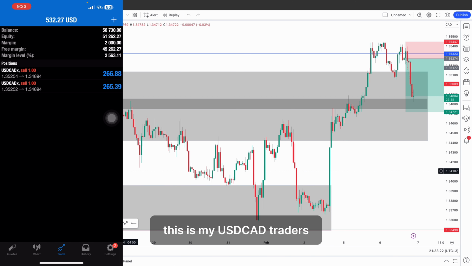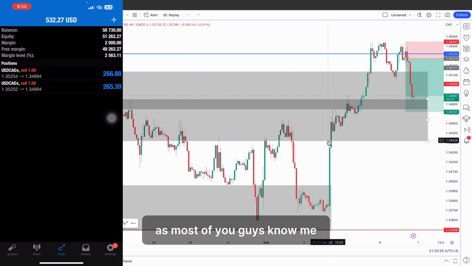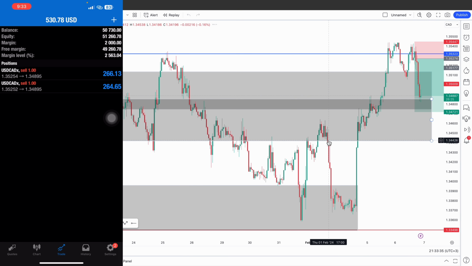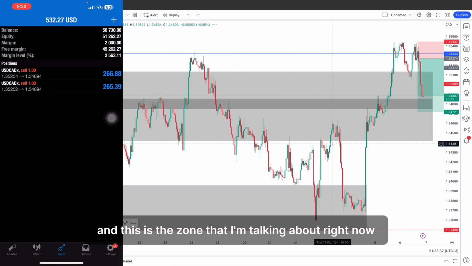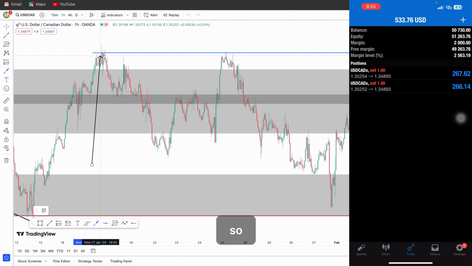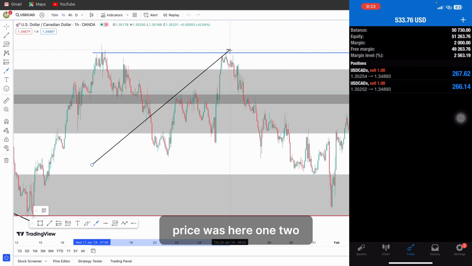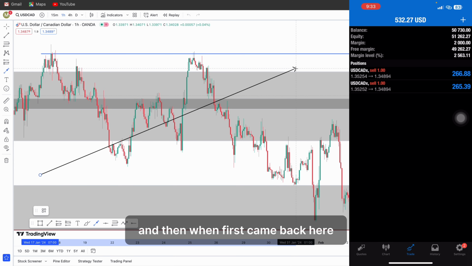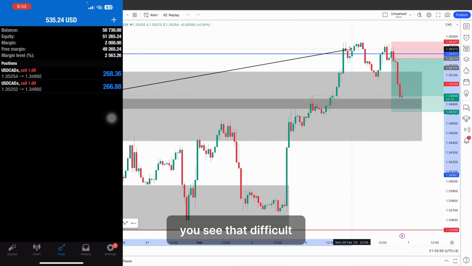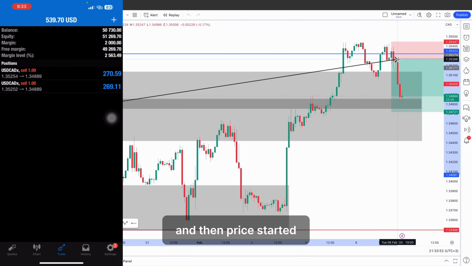So this is my USD CAD, traders. As most of you know me, I trade psychological zones. Psychological zones are those zones in the market where anytime price switches there, the price reverses, and this is the zone that I'm talking about right now. This one right here. Price was here, 1, 2, and then when price came back here, you can see we had a fake out, and then price started going back down.